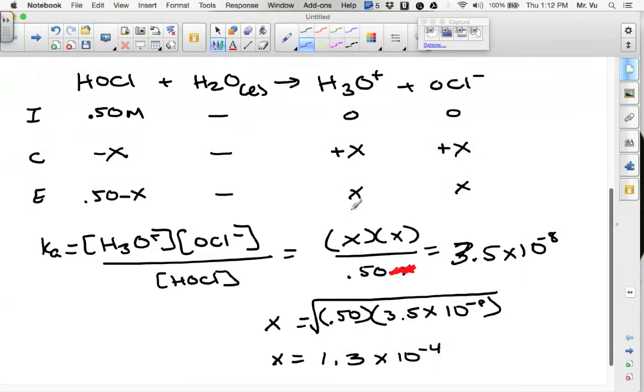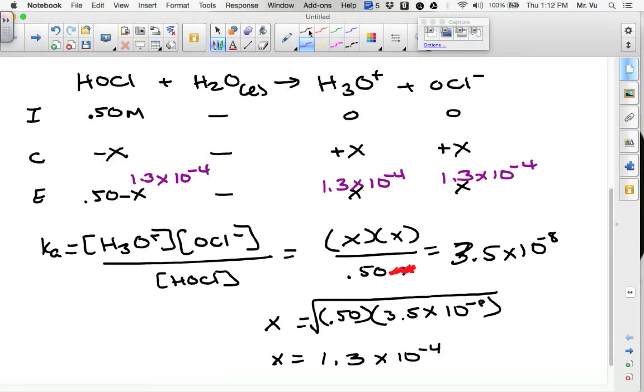So if that's the value for x, then each x is 1.3 times 10 to the negative 4. So the amount of H3O plus is 1.3 times 10 to the negative 4. The amount of OCl minus is 1.3 times 10 to the negative 4. And the amount of HOCl is going to be 0.5 because when I subtract this, I'm going to get a pretty small number. Then if I round it to the correct sig figs, I'm back to this number again. So then the second part of the question asks, what's the pH of this?